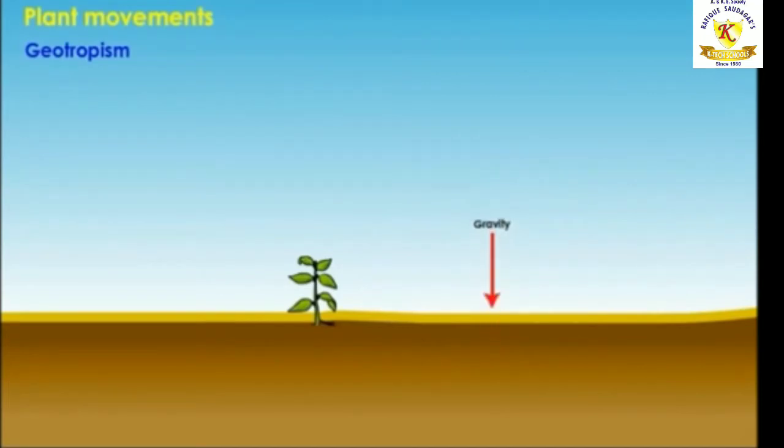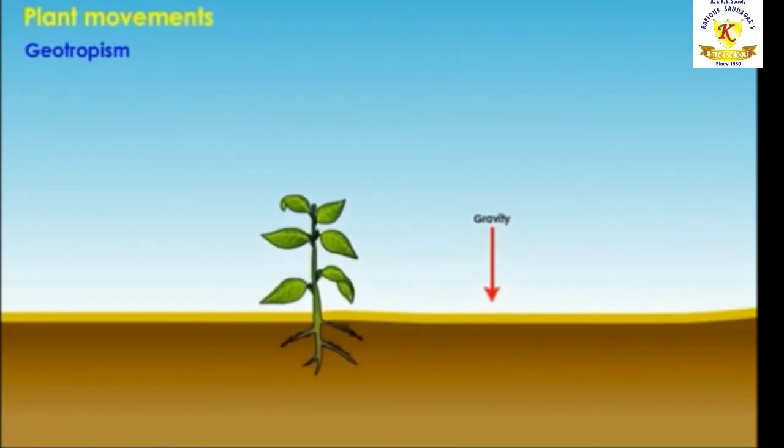Geotropism. The roots of plants grow downwards while their shoots grow upward against gravity. This type of plant movement in response to gravity is known as geotropism. In geotropism, the shoot is negatively geotropic and the root is positively geotropic.